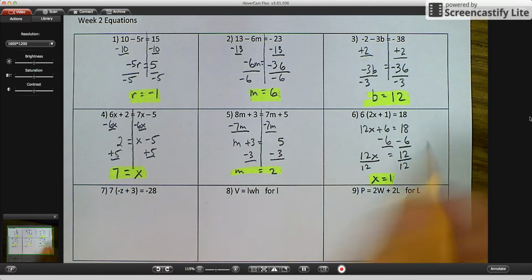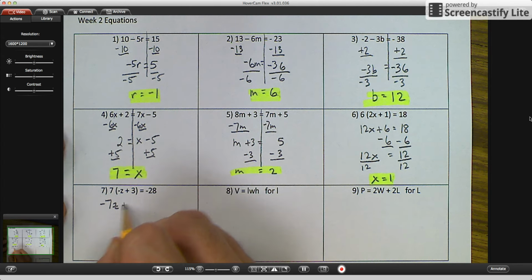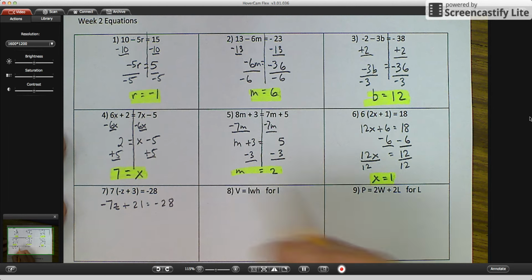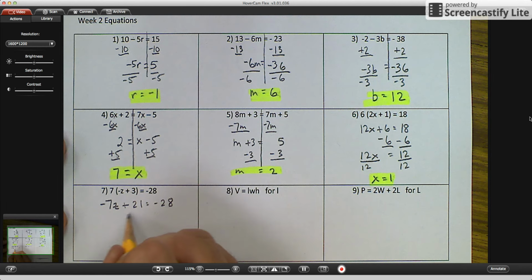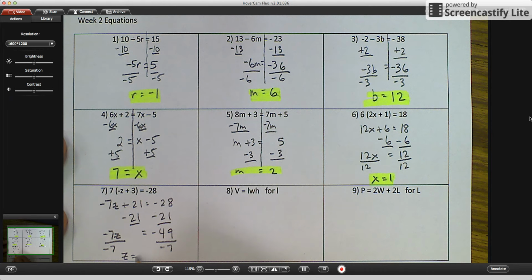Number 7 is similar to number 6. 7 times a negative z would be negative 7z. Plus 7 times 3 would be 21 is equal to a negative 28. So again, we're going to isolate our variable, minus 21, minus 21. Negative 21 minus 28 would be a negative 49 is equal to negative 7z. Divide by negative 7. You get z is equal to positive 7.